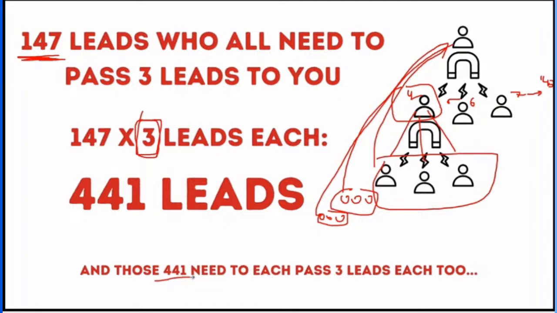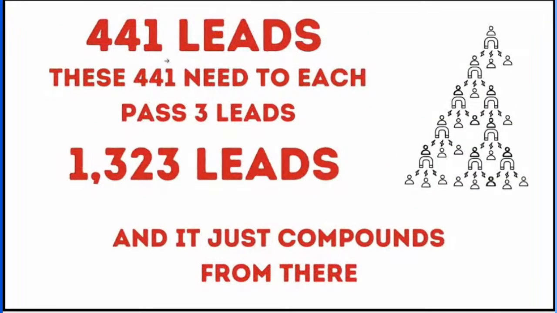So those 441, let's say that each and every one of these 147 generated you their 3 leads. Now you have 441 leads. Well, guess what? When these 441 leads use the system, they all need to pass up 3 leads as well, right? Their first 3 leads. Let's say this lead is 3 lines down. They generate their first 3 leads. Those also go to you. See how it works?